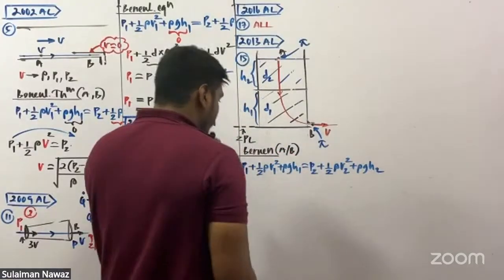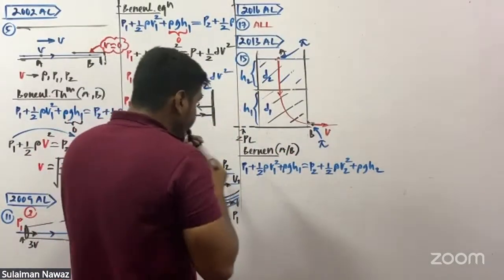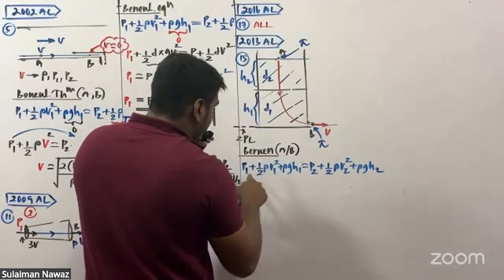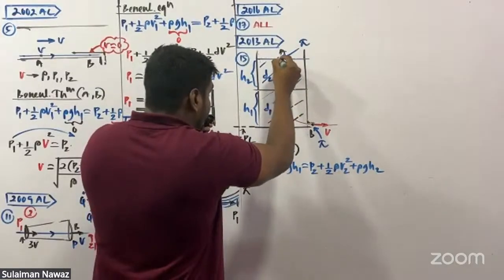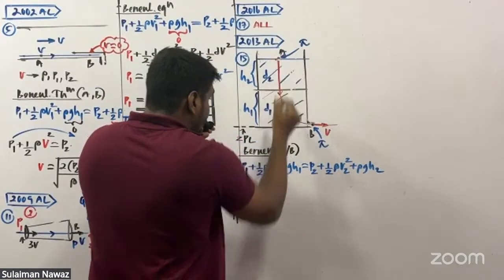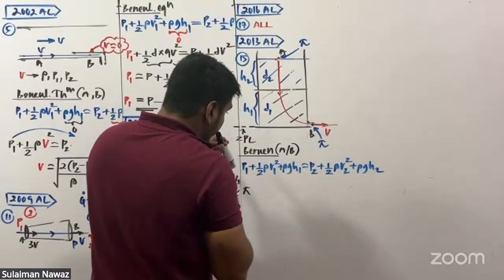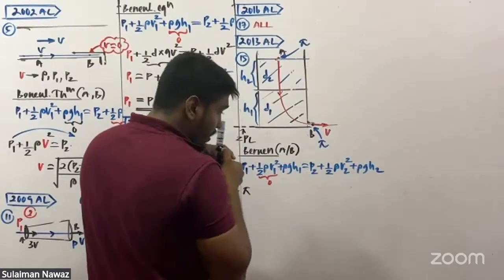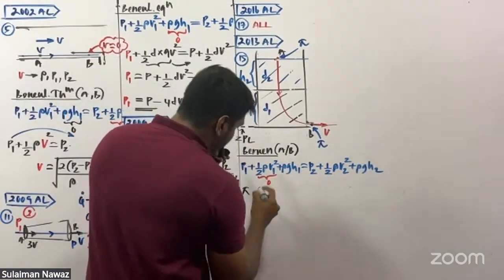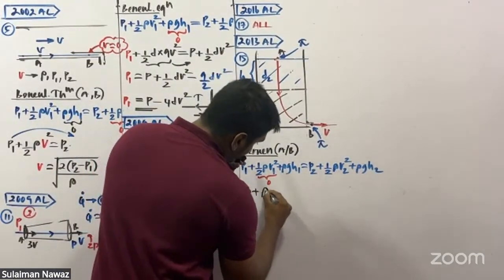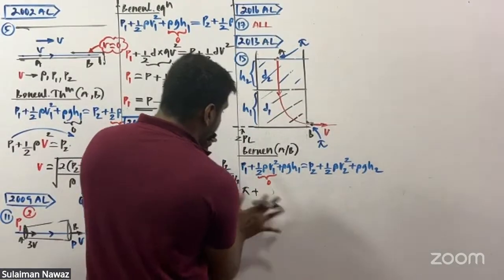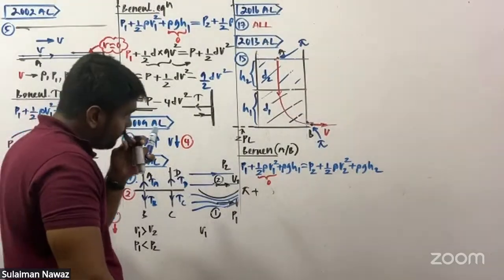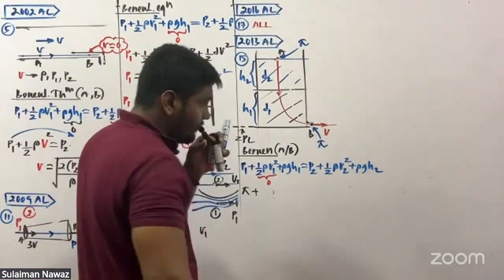Then P1 is atmospheric pressure. Then half rho V1 squared: since the velocity of the fluid particles at point A is 0, the half rho V1 squared term is going to be 0, plus, look here, rho G H1.